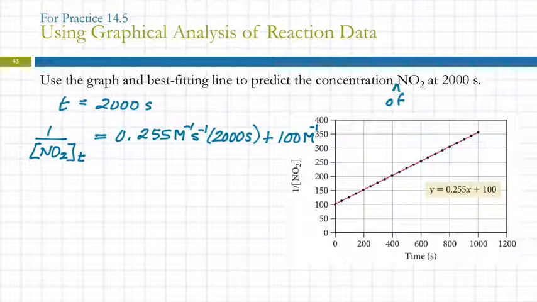With these sorts of calculations, you don't always have to put the molarity units in there. The one thing that's important is if the rate constant has seconds in it, which it usually does, then the time has to be in seconds. You can't use minutes. Okay, so 1 over the concentration will be 0.255 times 2,000 plus 100. So 1 over the concentration equals 610.